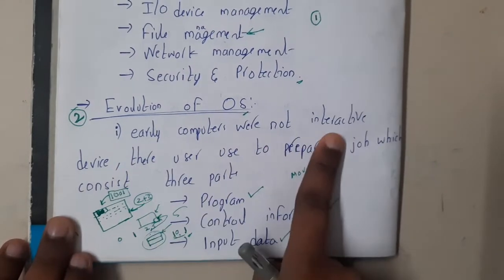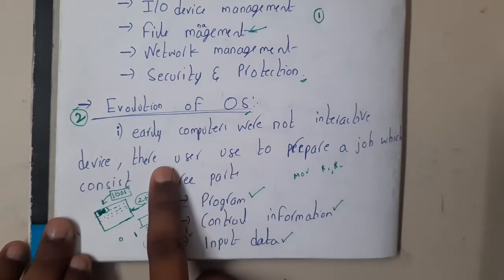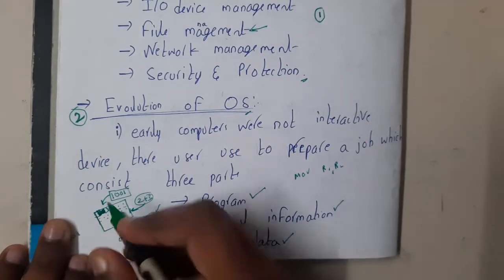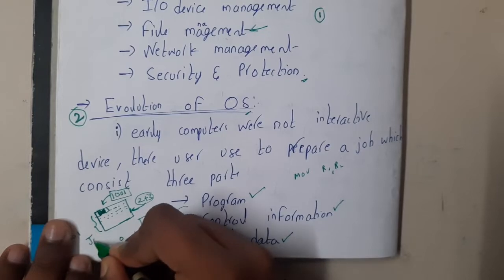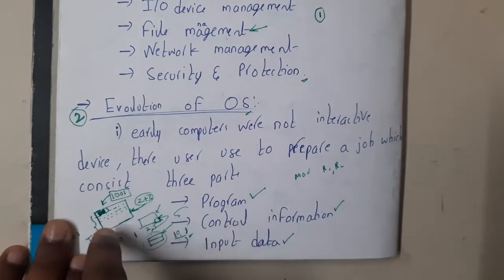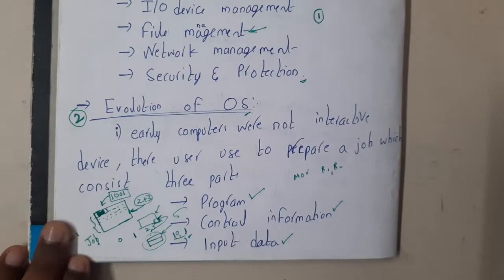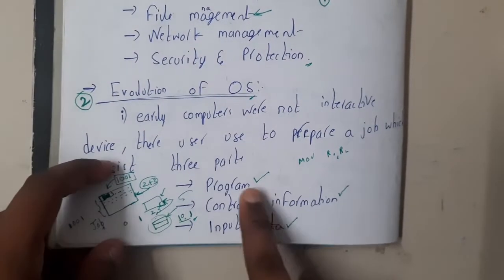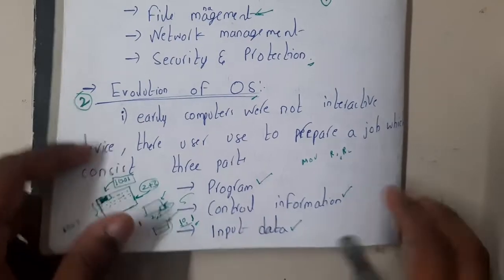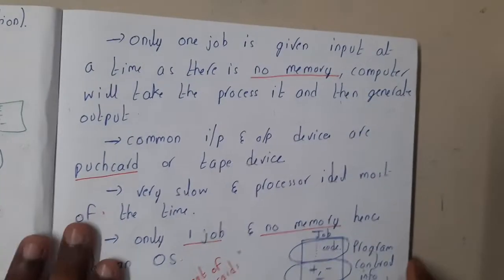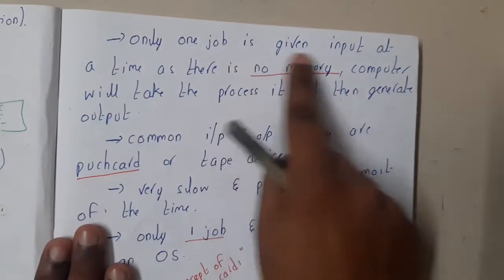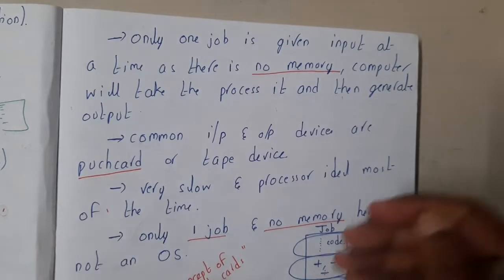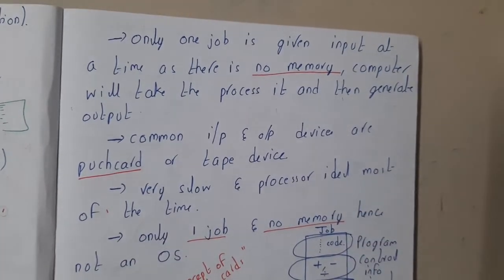So early computers were not interactive devices. The user used to prepare a job which consists of 3 parts. This single thing they call a job, guys. A few faculty or students also call this a job operating system. That card is going to have the program, control information and input data, sorry, input data, not output. Only one job is given as input at a time, as there is no memory in the computer. These computers do not have any memory, guys.